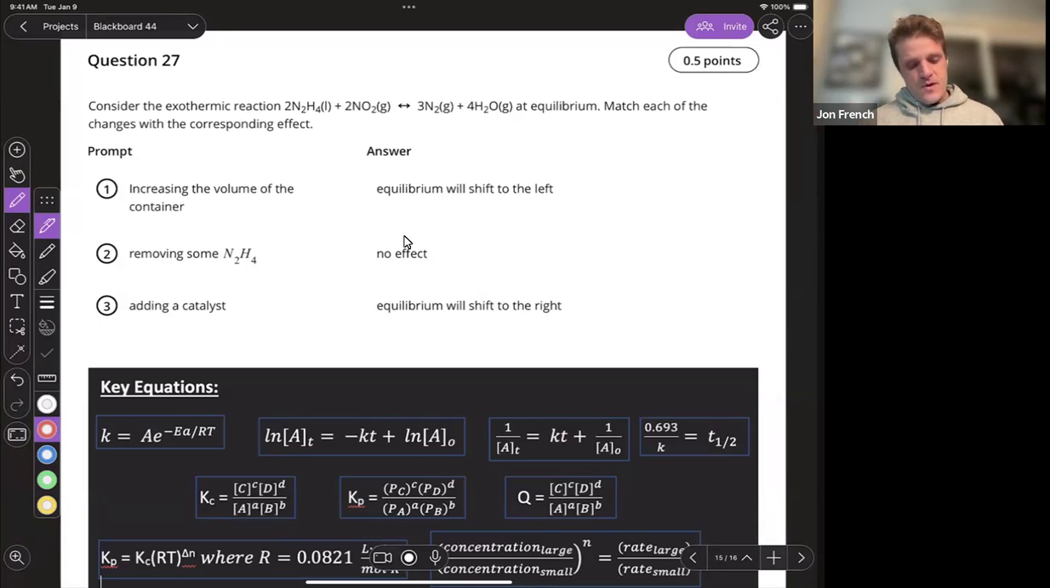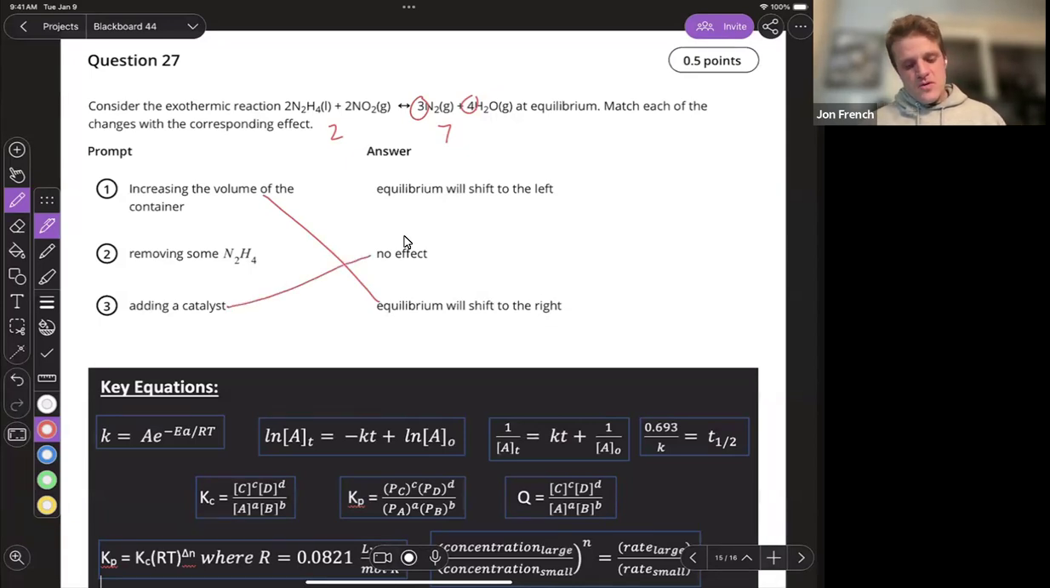So if we increase the volume of the container, all right, we should move the equilibrium to favor the side with more moles. I've got 7 moles here, got 2 moles here. So that should shift the equilibrium to the right. Adding a catalyst, right? Adding a catalyst, we get to the same equilibrium just faster. So that has no effect.